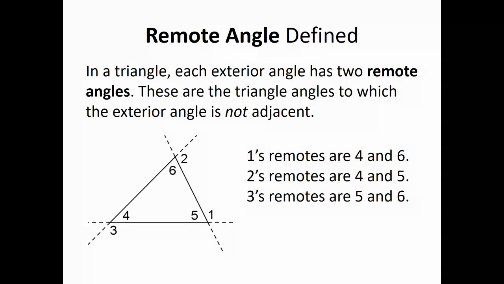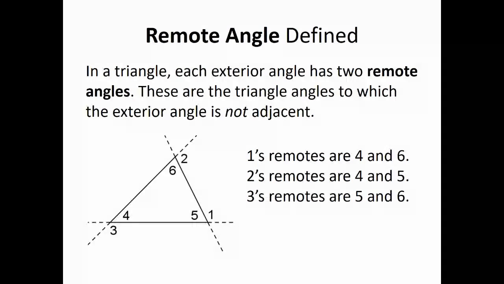Remote angle. Primarily when we talk about exterior angles, not always, but primarily when we talk about exterior angles, we talk about the remotes of a particular exterior angle. Now the definition is this. For each exterior angle, its remotes are the angles interior to the triangle to which that exterior is not adjacent.